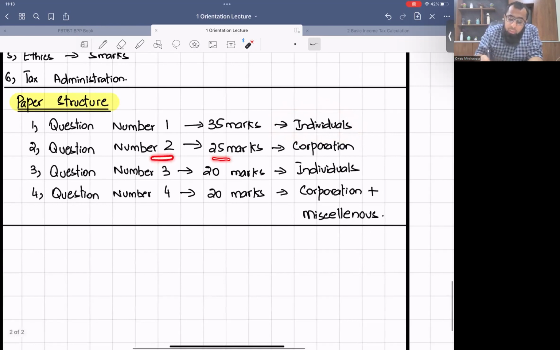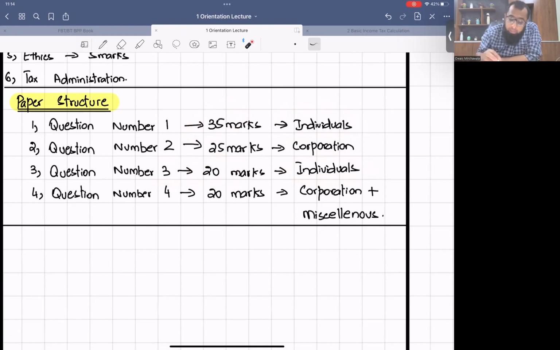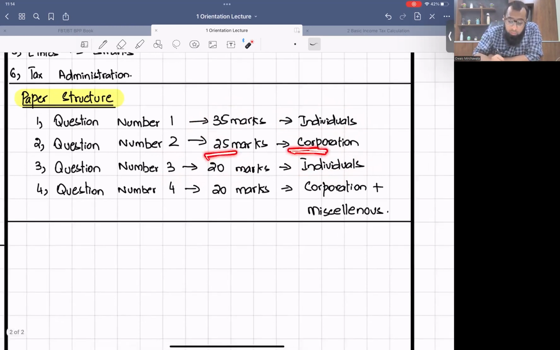Then question number 2 is from corporation taxes, the taxation of companies. In question number 3, there is again individuals. Normally, this examiner asks capital gains tax and inheritance taxes in question number 3. In question 3 and question 1, these are from individuals, like 35 plus 20, so 55 to 60 marks, which we get from individuals. Then question 2 is corporation. Question number 4 can be from corporation or from miscellaneous areas.